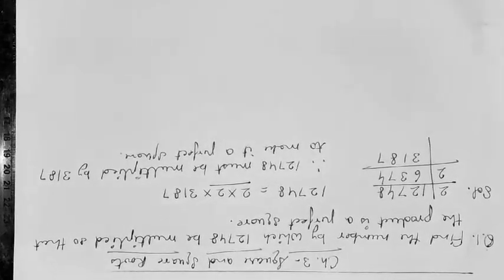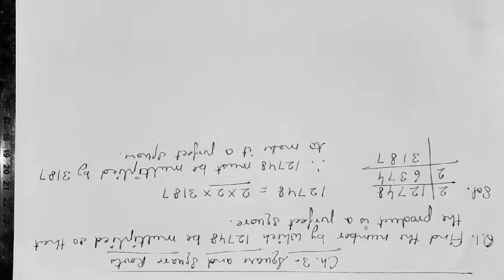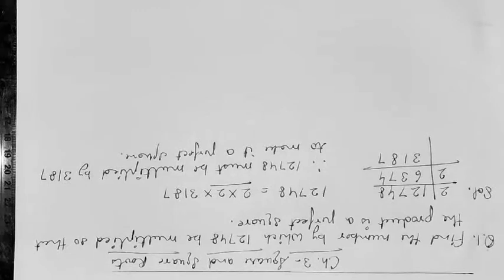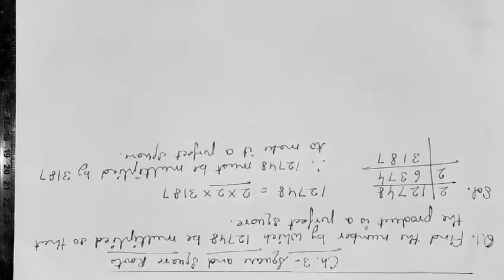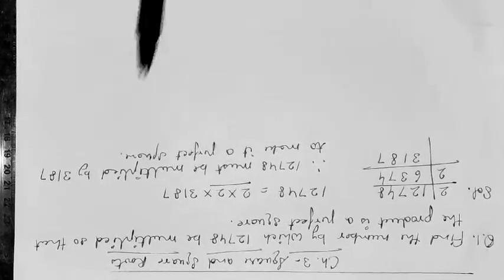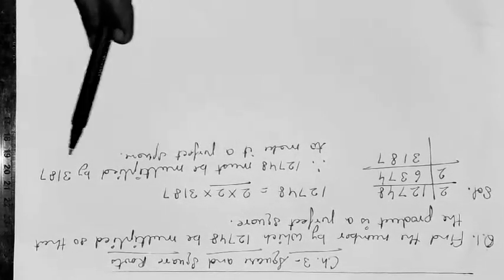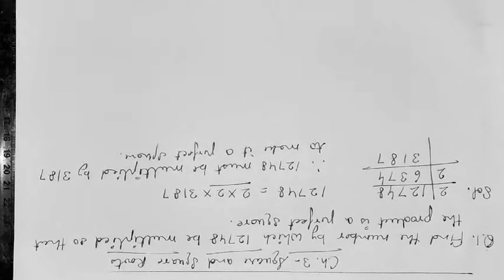Okay, so class, what we have seen here is, in such type of questions where we have to find a number by which the given number should be multiplied to make it a perfect square, we will find out the factors of the given number, then we will arrange the factors in pairs. Whatever number is left which is not coming in pair, we have to multiply the number by that number only.